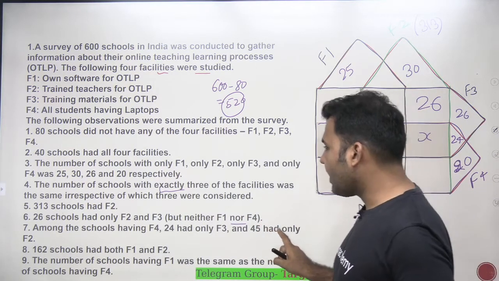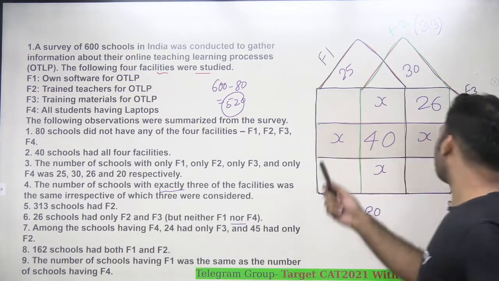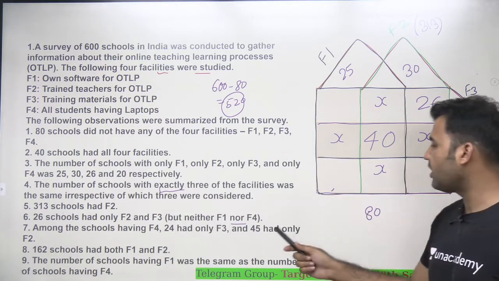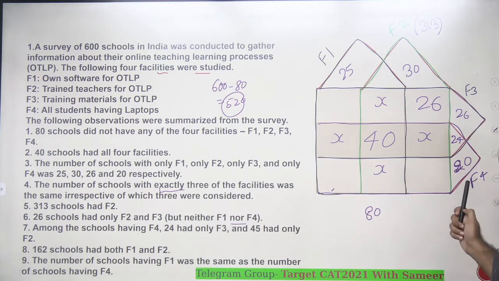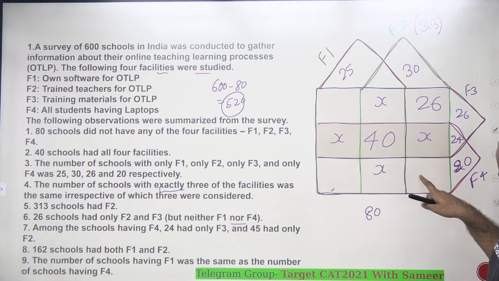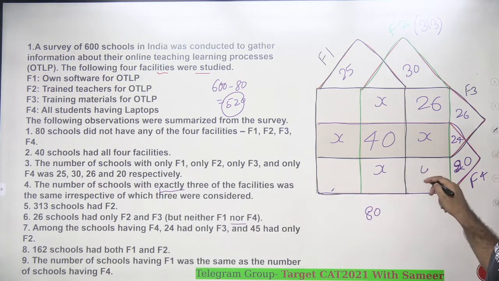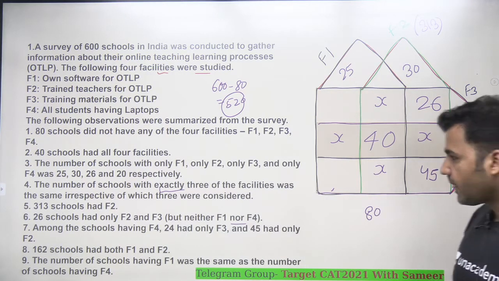And 45 had only F2. So out of this region, 45 had only F2. That's the intersection of F4 and F2, which is this one. This is the intersection of F4 and F2 only. So this value is 45. Just write down the value 45 here.